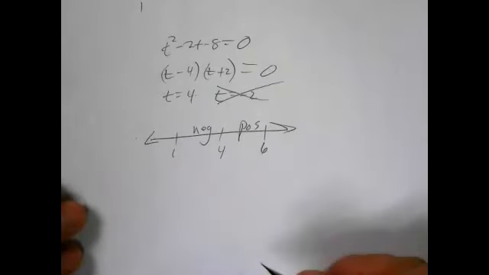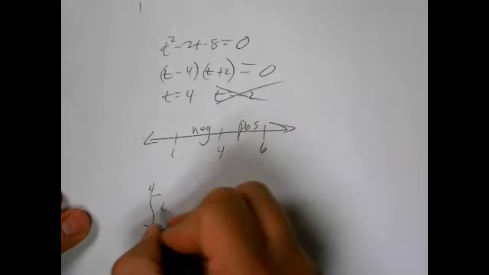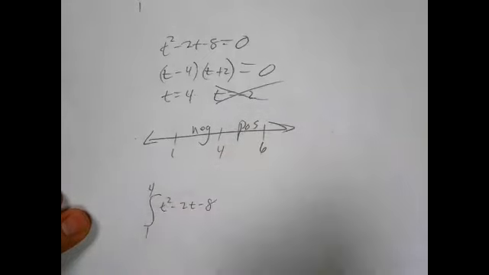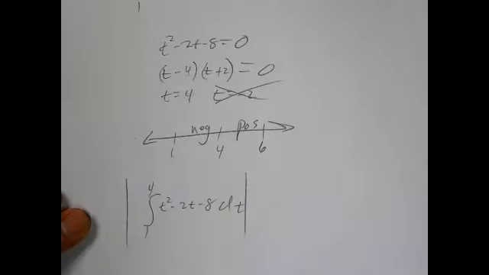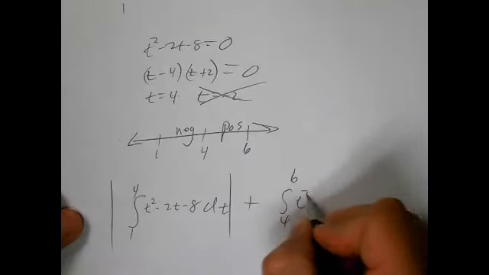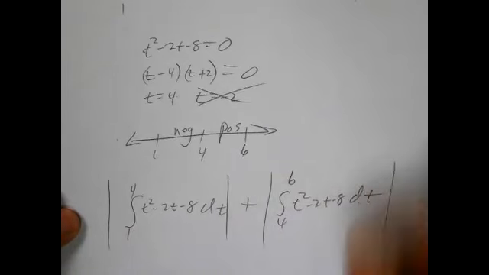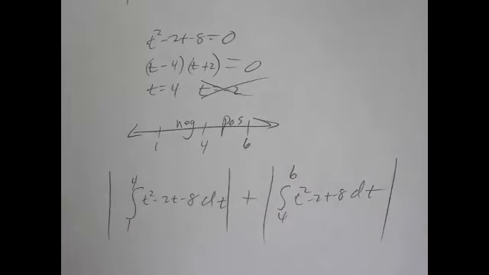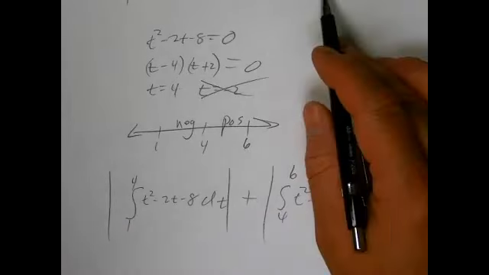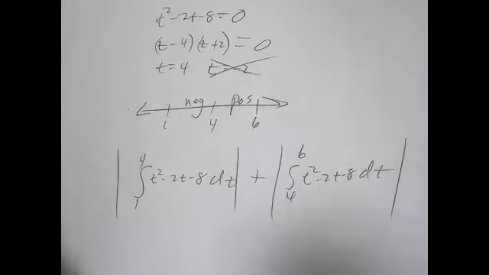So if you want to know total distance traveled, you would simply integrate from 1 to 4 the t squared minus 2t minus 8 with respect to t, and you take the absolute value of that answer, plus you would integrate from 4 to 6 the t squared minus 2t minus 8, and it wouldn't hurt to take the absolute value of that answer and add them together. Now, we've already done the integral, so evaluation won't be difficult.